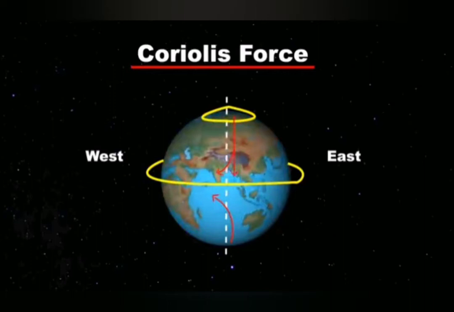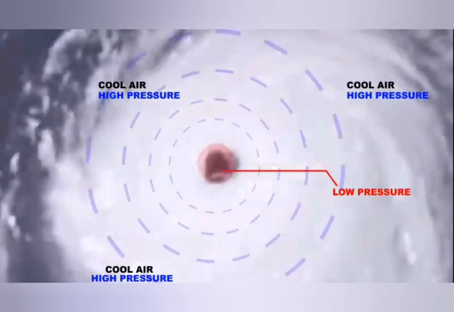Due to the Coriolis force, winds in the northern hemisphere turn right and winds in the southern hemisphere turn left.